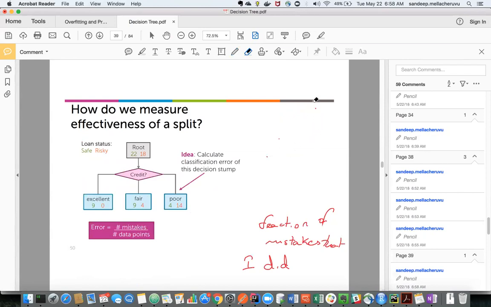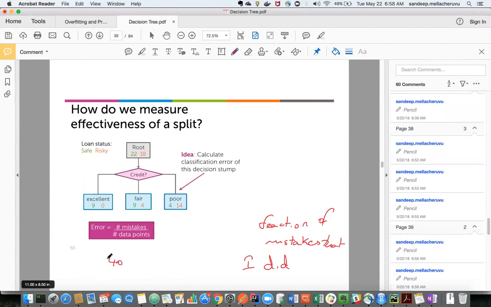Now this error, the percentage or fraction of error that we calculate, what is the maximum value this error can have? Let's say there are 40 data points. Out of 40, all 40 are mistakes. So 1 is the highest number that I can get for this error. And what is the lowest number that I can get? I don't do any mistakes out of, let's say, 40 data points. So the minimum is 0, the maximum is 1.